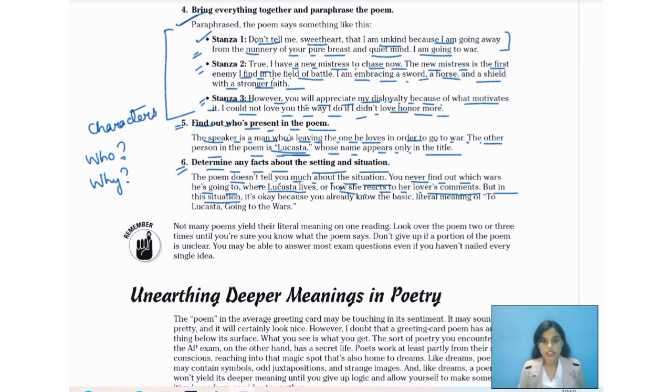But in this situation, it's okay because you already know the basic literal meaning of To Lucasta, Going to the Wars. It's okay because we could at least understand that it was a war poem, and the soldier, the person who is going to fight, is just leaving his lady love and going to the battlefield. His new mistress is the new battlefield against which he will fight. So that's it for today's class. Let's continue once again in our next classes.